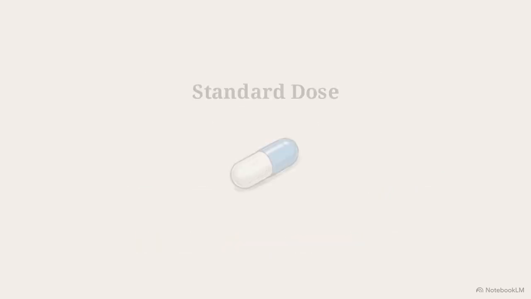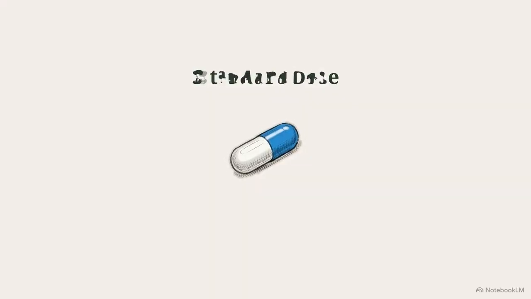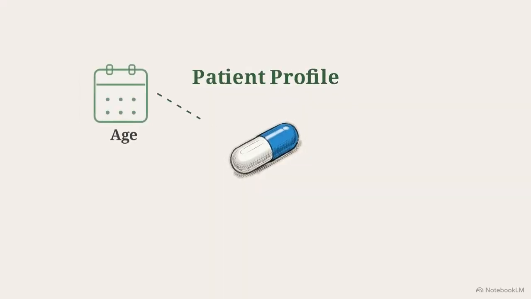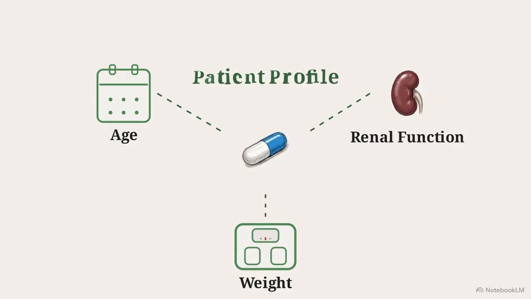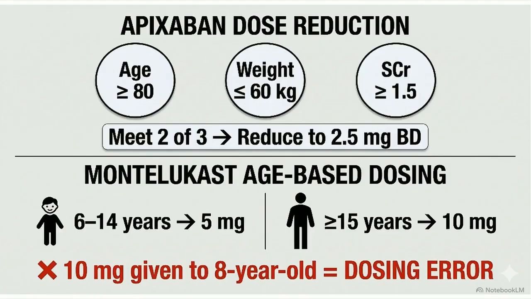Even when you have the correct drug, a mathematically standard dose can still be clinically wrong. Patient variables like age, weight, and kidney function dictate necessary adjustments. This graphic illustrates a pediatric dosing error, an adult Montelukast dose given to an 8-year-old.